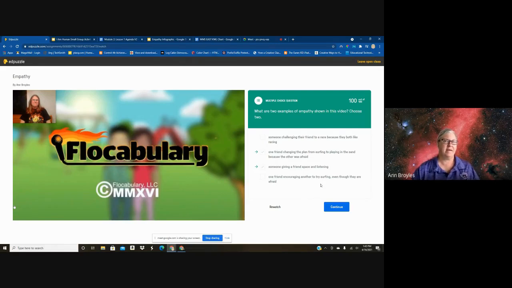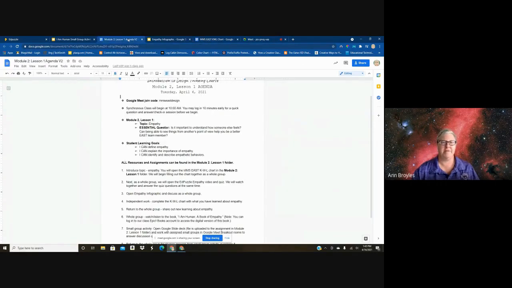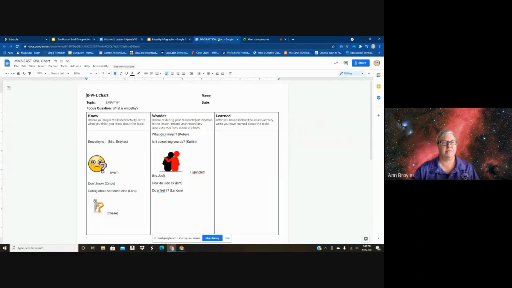Let's go back to our KWL chart and just kind of review where we were. So when class started, we looked at our agenda and we saw what our learning goals were. I can define empathy. I can explain the importance of empathy, and I can define and describe empathetic behaviors. So let's go back and look at that definition.